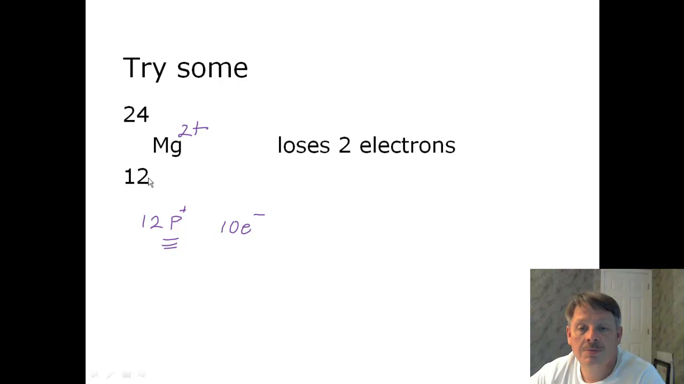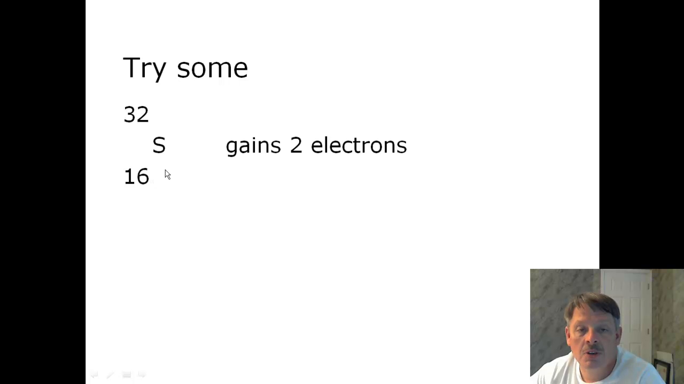So it has 2 more positives than it has negatives, so it's going to have a 2 plus charge. How about sulfur? Sulfur gains 2. So it's going to have 16 protons, but it's going to have 18 electrons. So it has too many negatives, so it's going to have a 2 minus charge for sulfur. Okay.